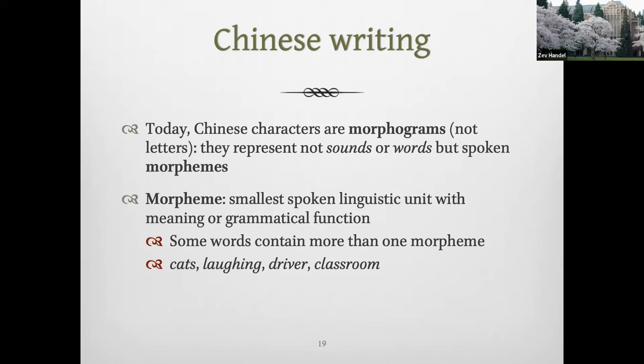So if we look at some English words, these all contain more than one meaningful part. They all contain two morphemes. Cats is made up of cat and a plural suffix. Laughing is made up of laugh and a verbal suffix, which carries meaning. Driver is made up of drive and the er suffix, which means the agent of an action. Classroom, obviously, is made up of class and room. All of these are morphemes. If English were written in a similar way to how Chinese was written, there would be a distinct character for each of these eight morphemes.